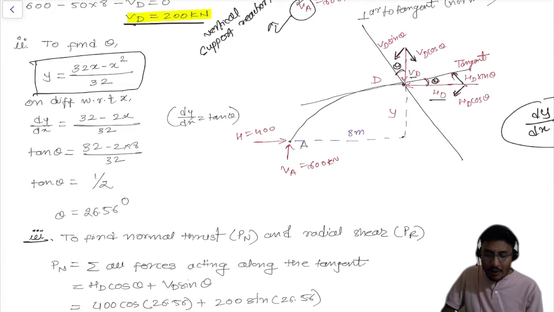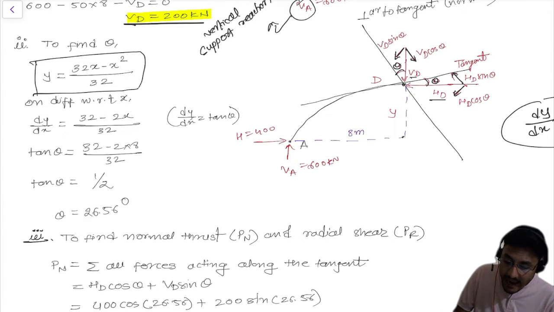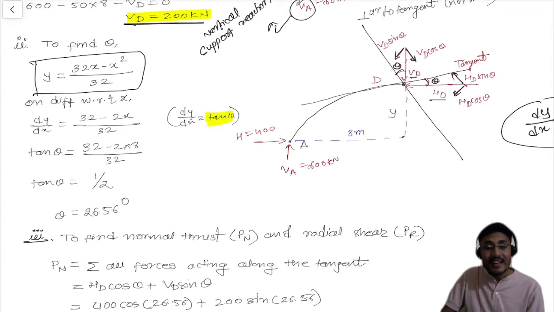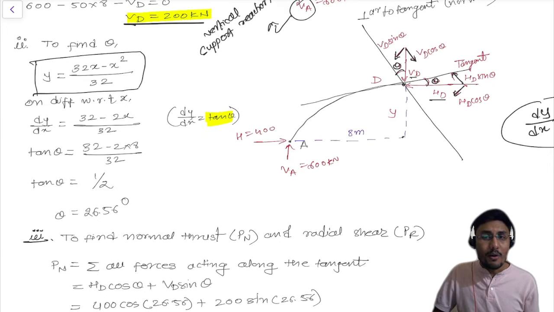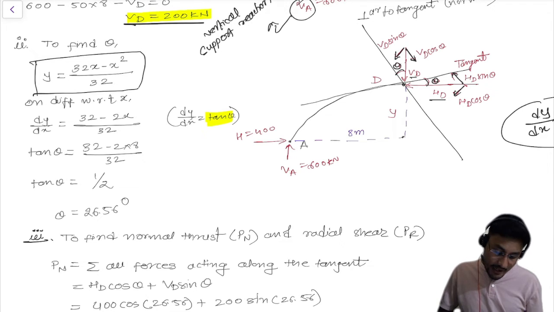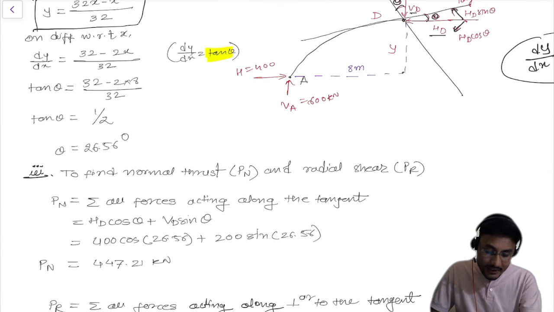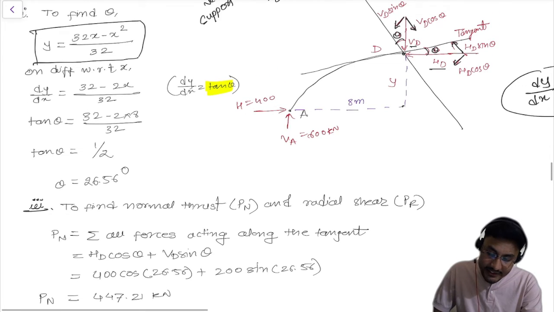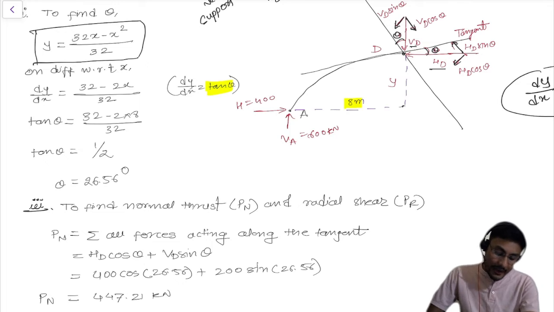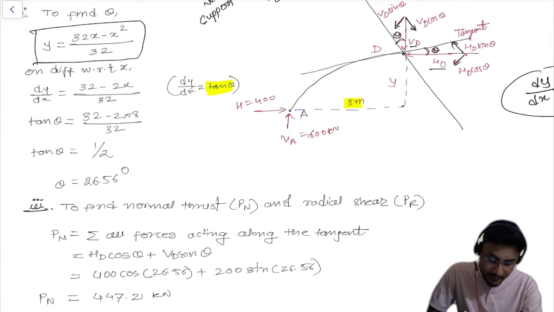Now we know that dy by dx is tan theta. So we know that sine divided by cos is tan, right? So we are considering dy by dx equals tan theta. So we have tan theta equals 32 minus 2 into, let's put the value of x as 8, because we have a distance of x equals 8 meter, divided by 32, right? So we got the value of tan theta equals 1 by 2.